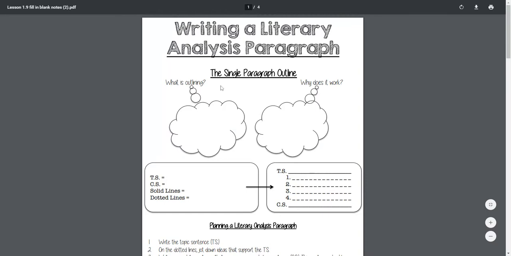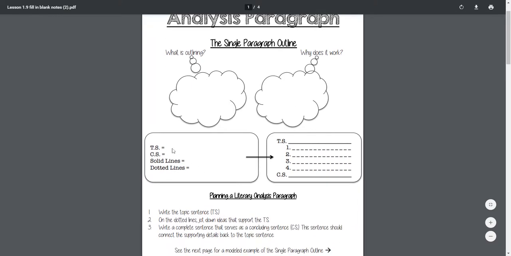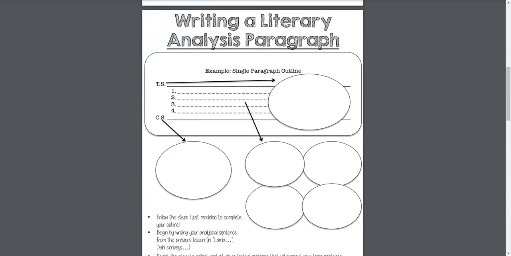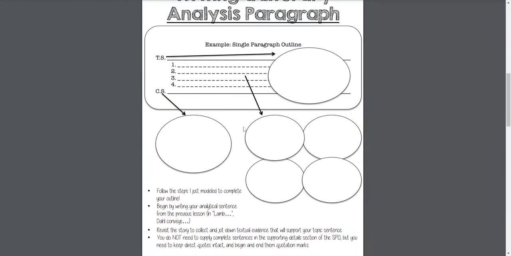All right, when we go back to the papers that you are going to be filling out, we now have the answer to what is outlining and why does it work. We also understand that TS is topic sentence, CS is concluding sentence. These sentences in your outline are going to be complete sentences, which is why the lines are complete as well. Your supporting details that go 1 through 4 here do not have to be complete sentences. These are just your ideas. This next page is where you are going to create an outline for yourself.